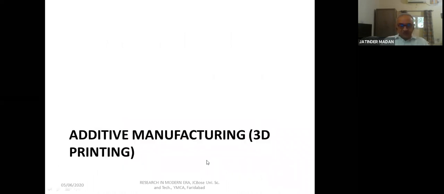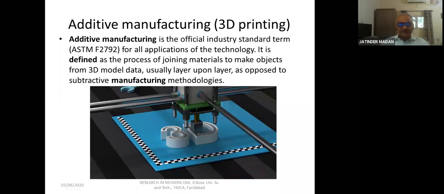Okay, coming on to additive manufacturing or 3D printing. What does this basically mean? We just saw the comparison that it is almost the same in both, either 2D or 3D. You create some kind of a soft copy and send it to the printer, either a 2D printer or a 3D printer, and you get a print. So what actually is additive manufacturing or 3D printing? Additive manufacturing is the official industry standard term as per the ASTM F2792 standard for all applications of the technology. This is the term which has been coined under that standard.